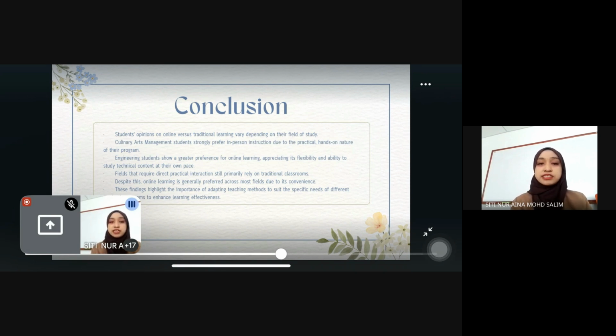Engineering students like online learning because it offers more flexibility and they have the ability to study technical content at their own pace. Fields that require direct practical interaction still rely primarily on the traditional classroom. So this finding highlights the importance of adapting teaching methods to suit the specific needs of different academic programs. To conclude, many students choose the traditional classroom because this method is based on their study. So that's all from our group.